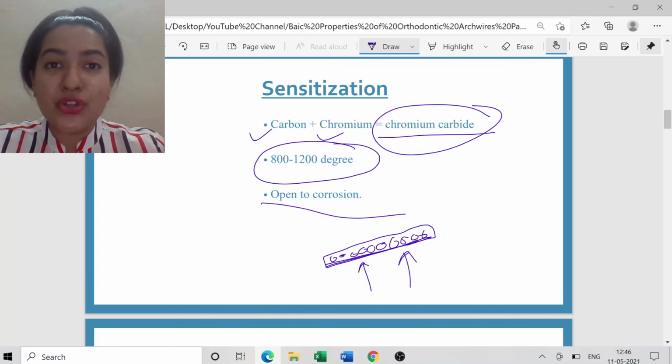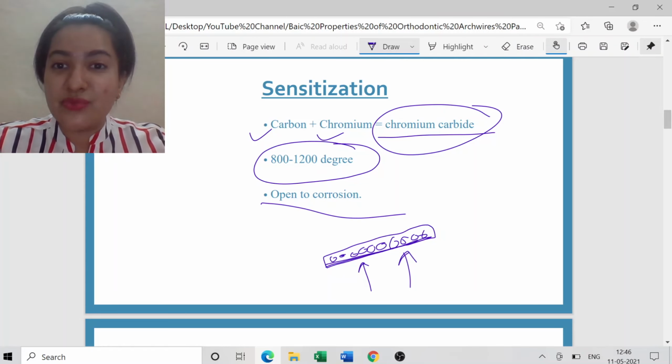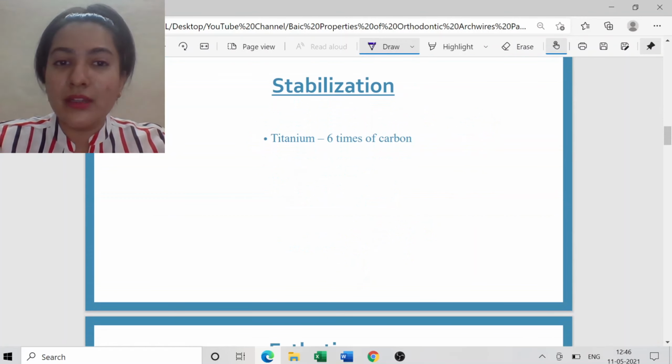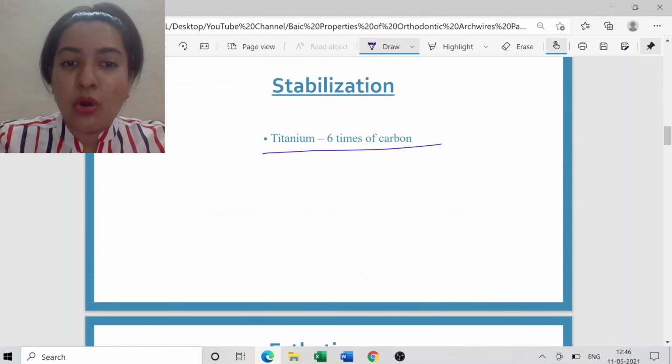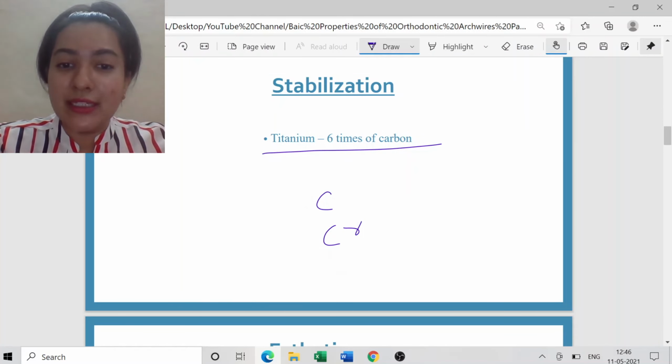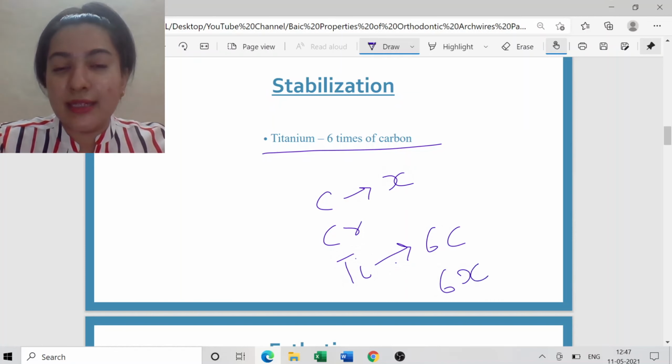And with the amount of evolution that is occurring in orthodontics, with all the new revolutionary things and recent advances coming up, obviously this was one thing which was taken into consideration. This was the first thing which was looked at to correct. So what was done? Titanium was added along with carbon and chromium. The next constituent added to the steel was titanium, and the amount of titanium added was 6 times that of carbon. So if my carbon was present in X amount, my titanium would be present in 6X amount.